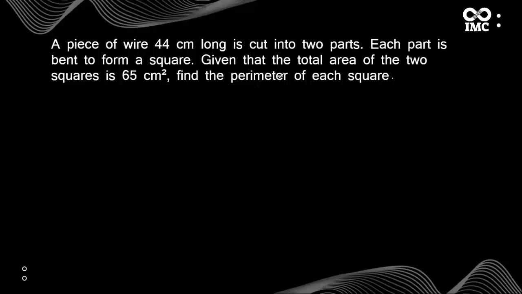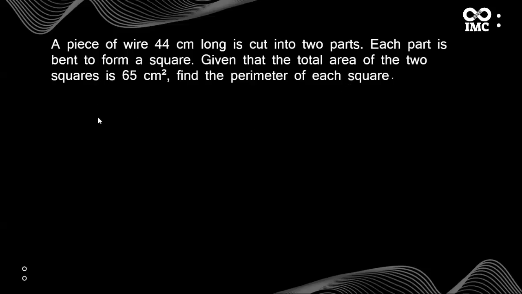Okay, everyone, the question says a piece of wire 44 centimeter long is cut into two parts. Each part is bent to form a square. Given that the total area of the two squares is 65 centimeters square, find the perimeter of each square.